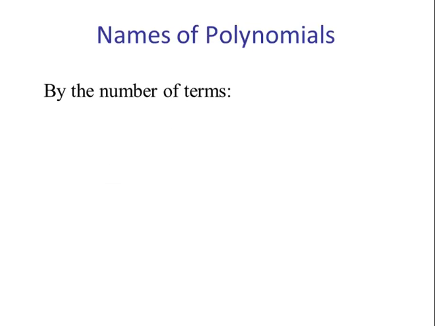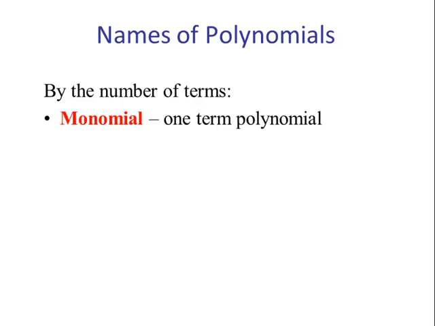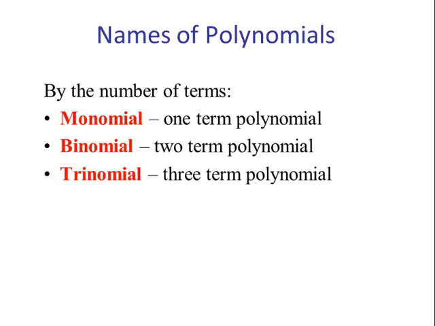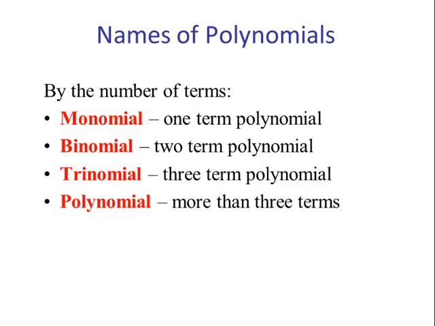There are different ways to name polynomials. If we name the polynomial by the number of terms, a monomial is a one-term polynomial. Binomial is a polynomial with two terms. Trinomial is a polynomial with three terms. And if it has more than three terms, we just call it a polynomial.